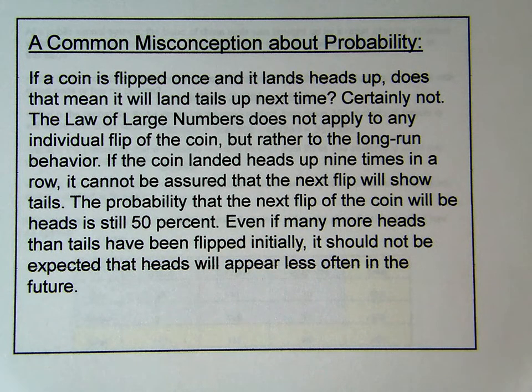If a coin landed heads up 9 times in a row, it cannot be assured that the next flip will show tails. The probability that the next flip of the coin will be heads is still 50%, even if many more heads than tails have been flipped initially. It should not be expected that heads will appear less often in the future.